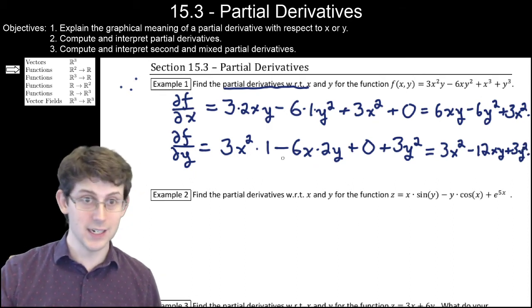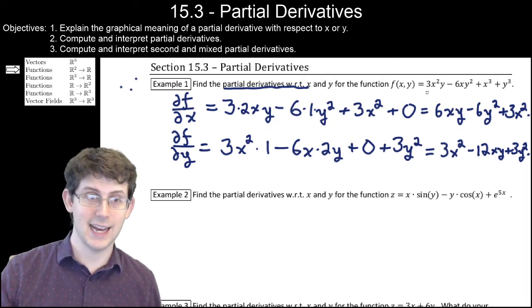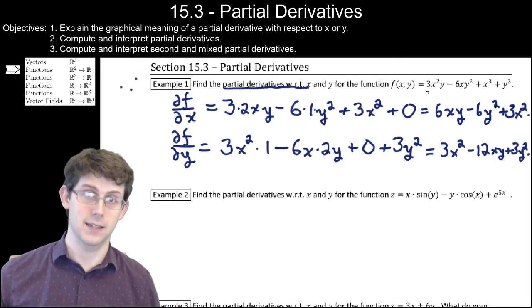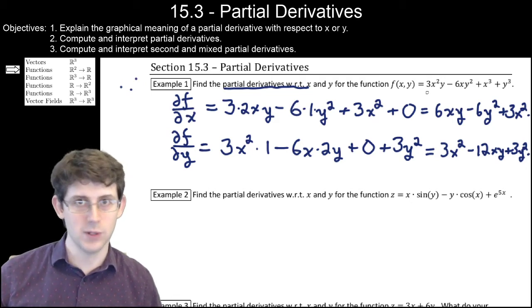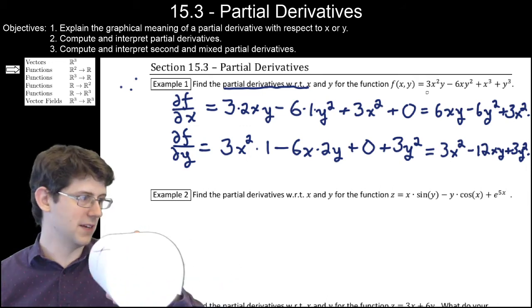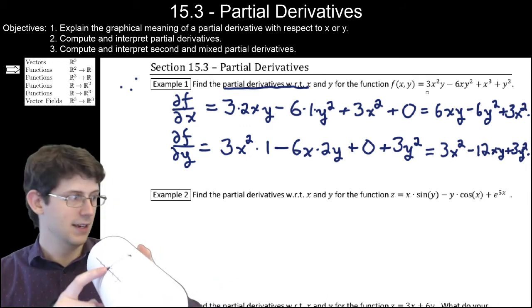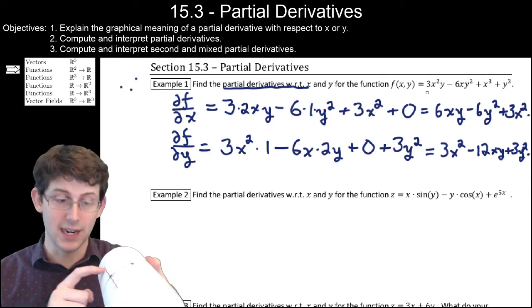A critical thing to note here is that if someone hands you a function of two variables, they can't ask you for the derivative of it. If they ask you for the derivative, you have to say, what do you mean, which derivative? That's because, given a point on a surface, you can't really tell me what the slope is until I tell you which direction you're supposed to walk.